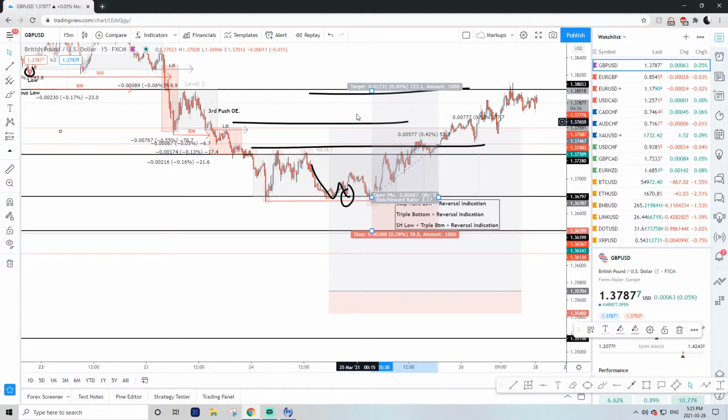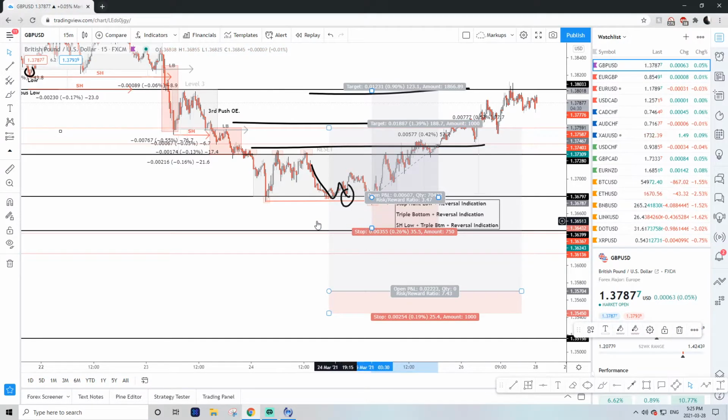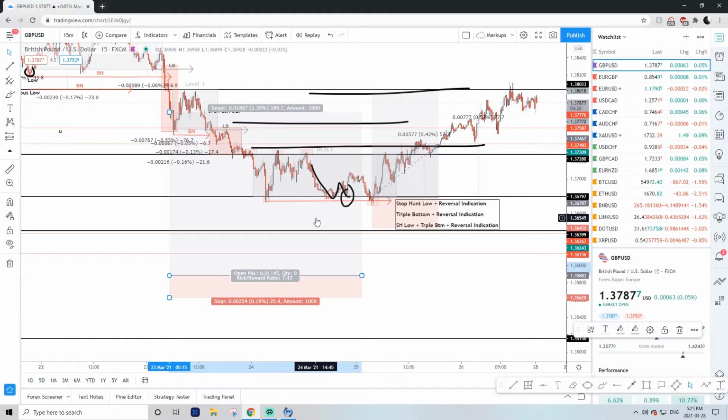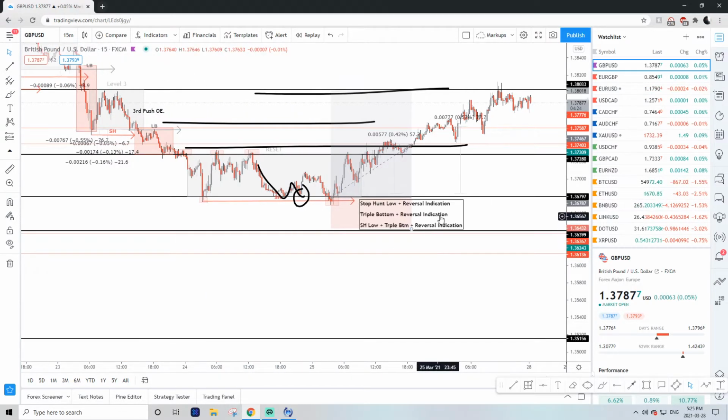So it was about 120 pips on the take profit, and then my stop loss was at this previous rejection zone as well. So about a 30 pip stop loss on this trade also. All right, so that was my setup for this trade.